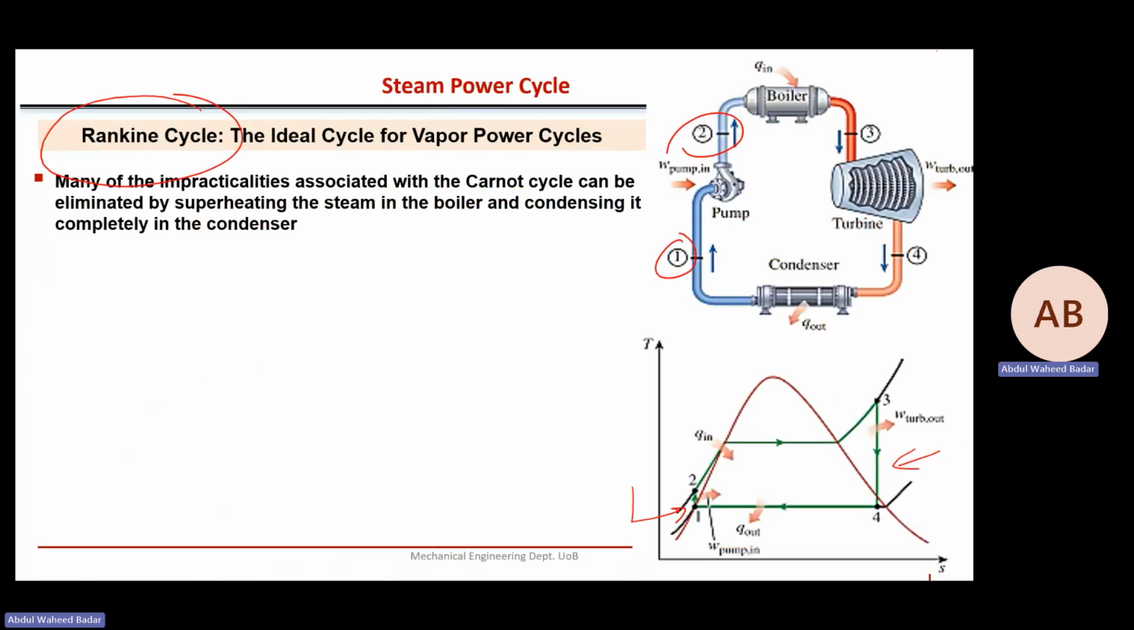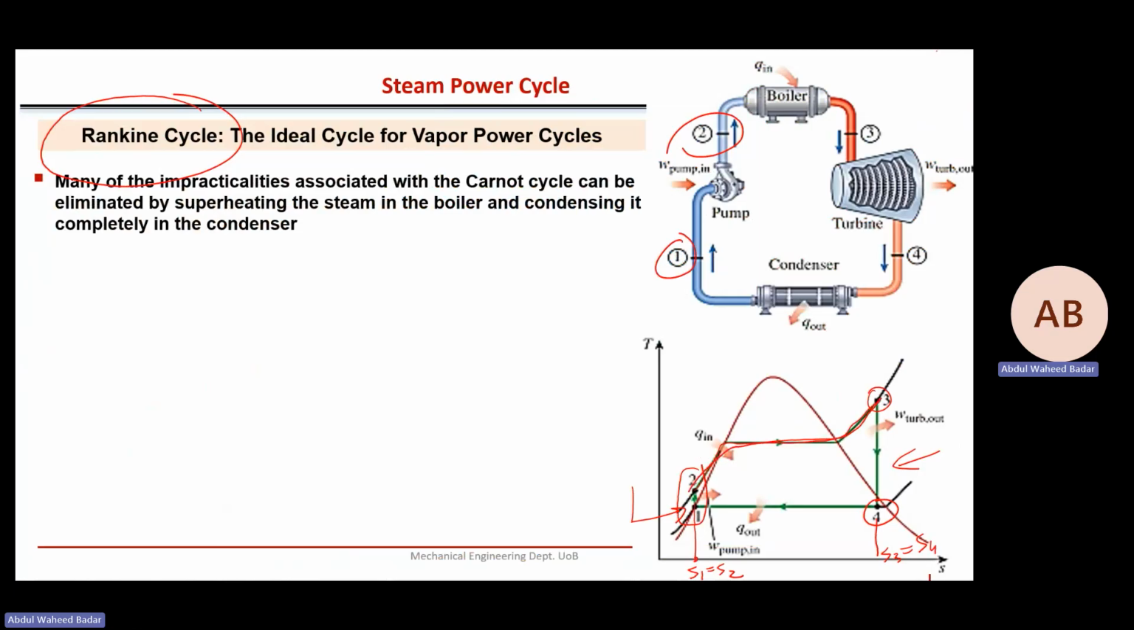Why ideal? Because the 1 to 2 process is assumed isentropic, S1 is equal to S2. We are still assuming there is no friction. Similarly, the 3 to 4 process is still assumed isentropic, so again, we are neglecting frictional losses. And also we are assuming that in this heat transfer process, there is no friction.